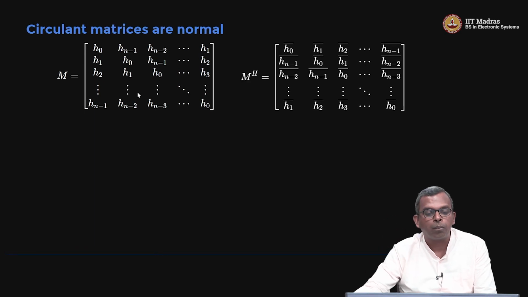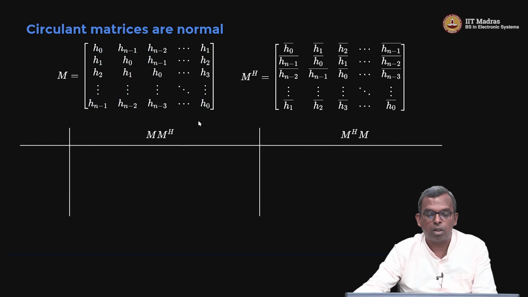So how do you prove it? M is like this, M Hermitian is like this. You just go through it: columns become rows, and then you do the conjugations, and then you have to look at the product. So let's look at M Hermitian M and M M Hermitian. Let's look at the i, ith term.